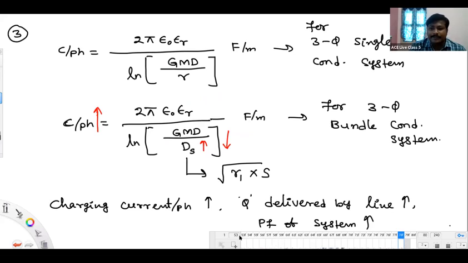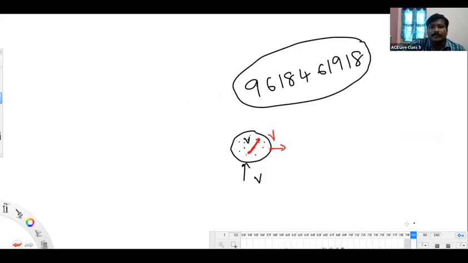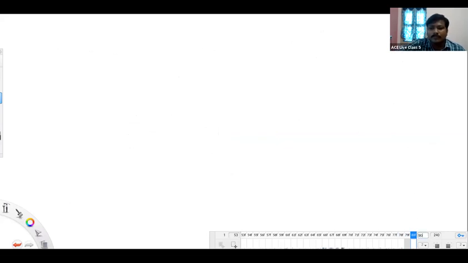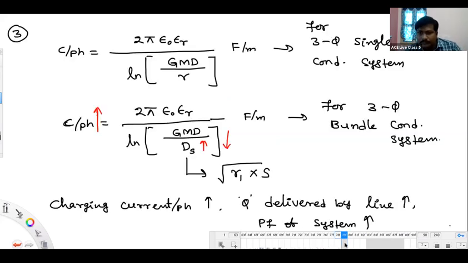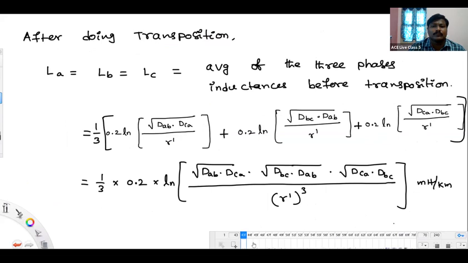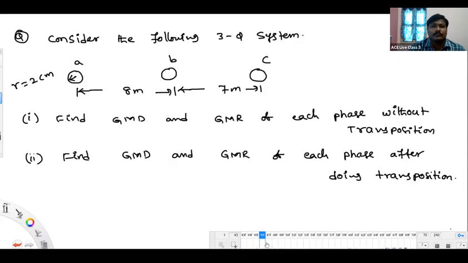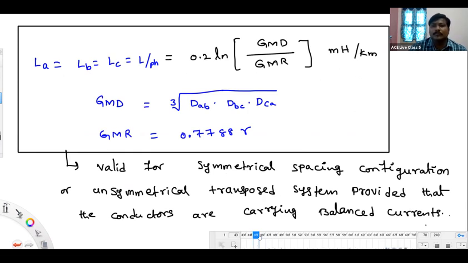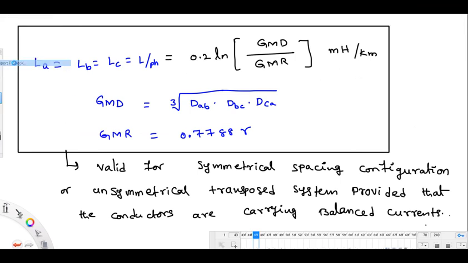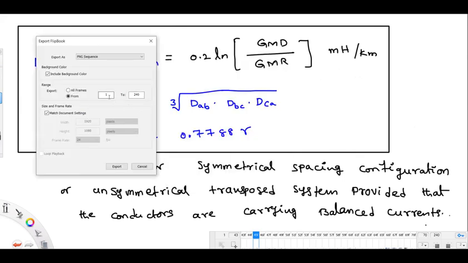Any other doubts? You can raise your hands. Anybody having doubts? Please raise your hands. Gopi, tell me. Yes, sir. At the starting of T&D, there was a discussion about the skin effect, sir. I have one doubt. Tell me.